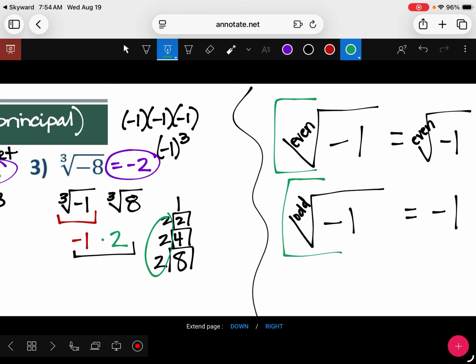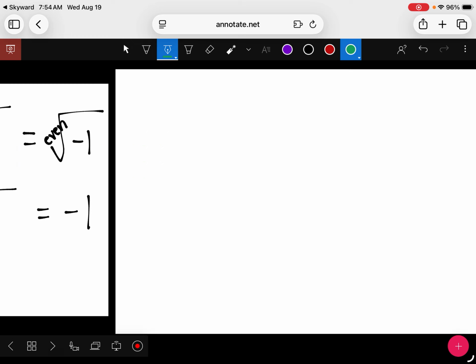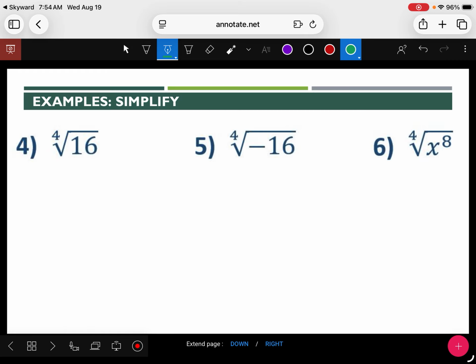So I'm going to go ahead and put up the next 3. And I don't know if we'll get through all of them, but we'll just copy them down. So copy down 4, 5, and 6.